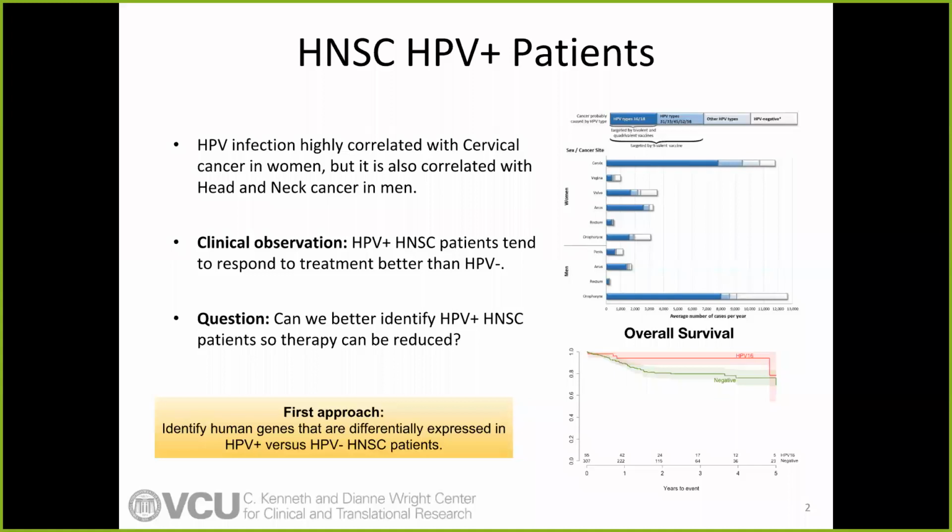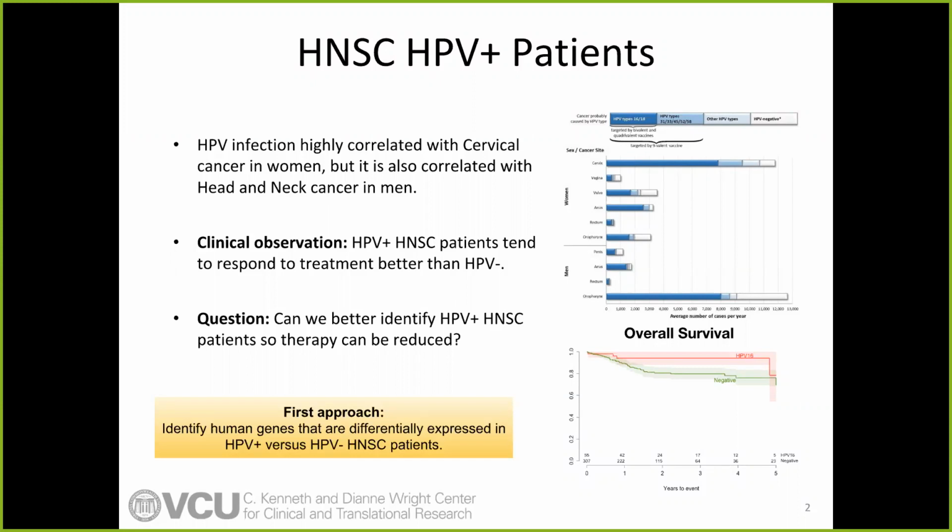Okay, so for our first use case, just a little bit of background about what this use case is and why we were pursuing it. We were looking at HPV infection in patients with head and neck cancer. HPV is highly correlated with cervical cancer in women. Over 80 or 90% of cervical cancers are thought to be caused by HPV infection. However, recent research has shown that in men, over 70% of head and neck cancers are thought to be caused by HPV.